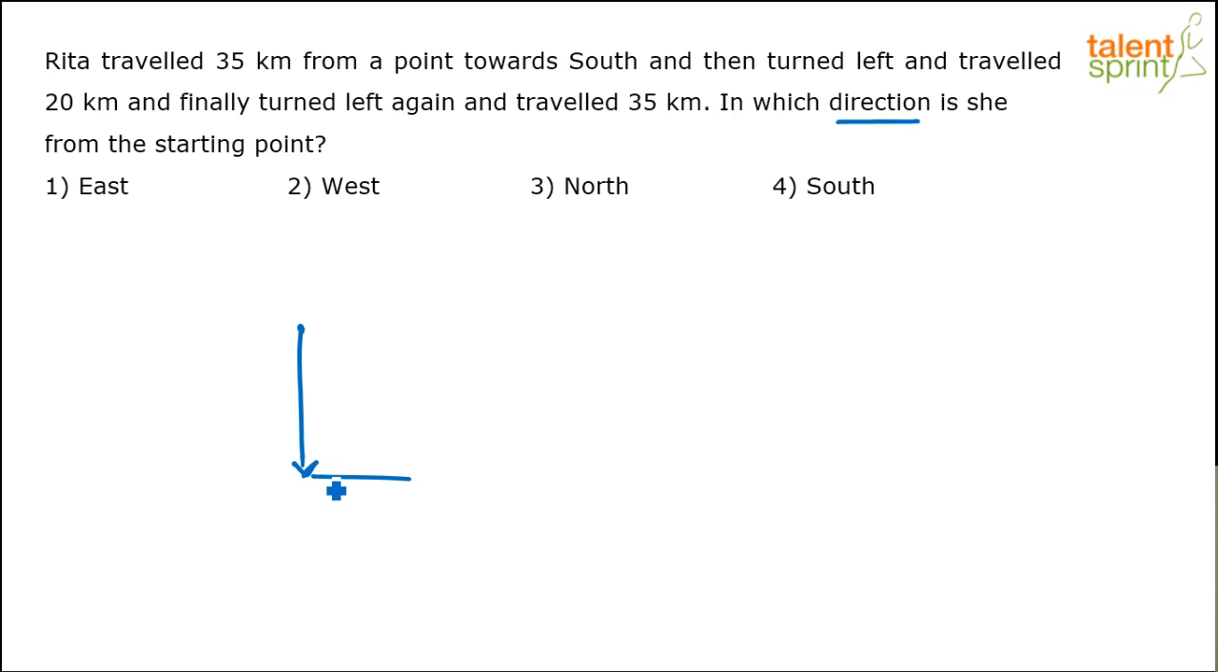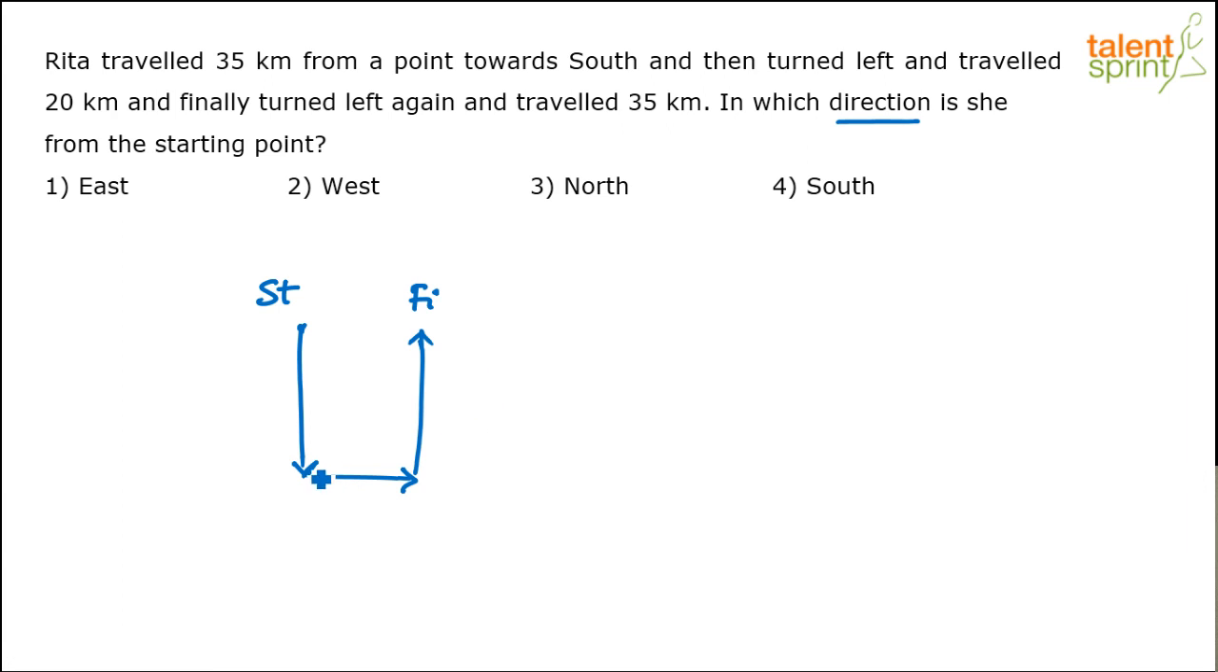So she turned left and traveled 20 kilometers. Finally turned left again. Now see, you are going towards east, and if a person is facing east, left will be towards north. So turn left again and travel 35 kilometers. I think distances are also important because he's asking in which direction is she from the starting point. So this is the starting point and this is the finishing point, let's say.